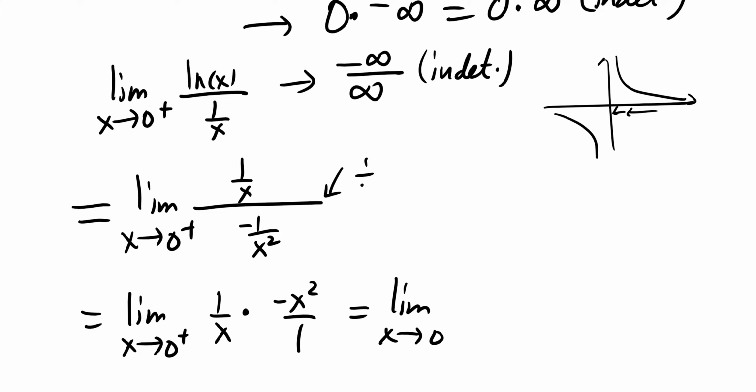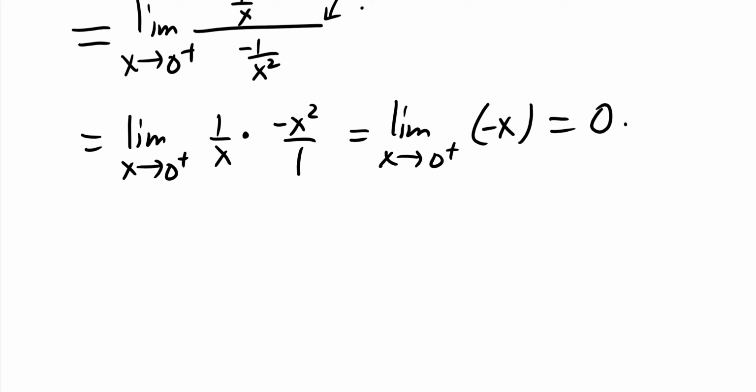The limit as x goes to 0 plus of negative x. Substitute that in, we get 0. And 0 is the answer. Now, if you like to bring the natural log of x down, that's fine too. No problem with that. That's totally fine.